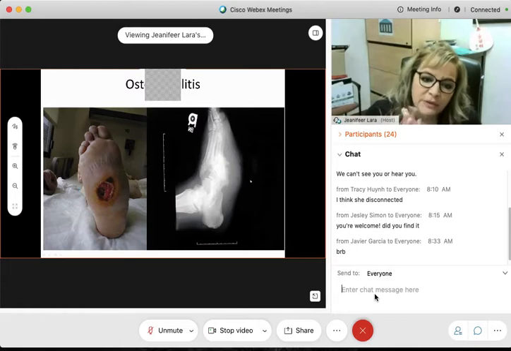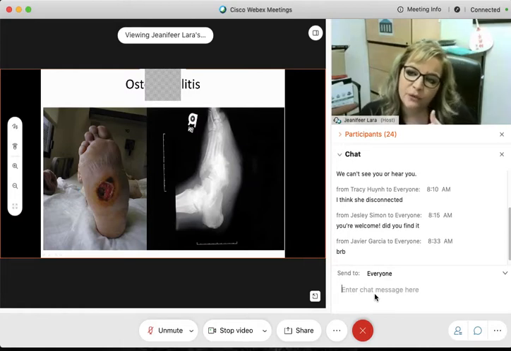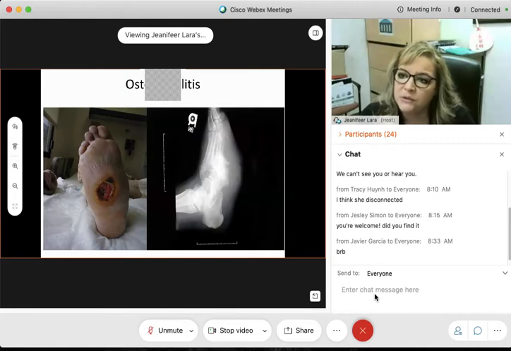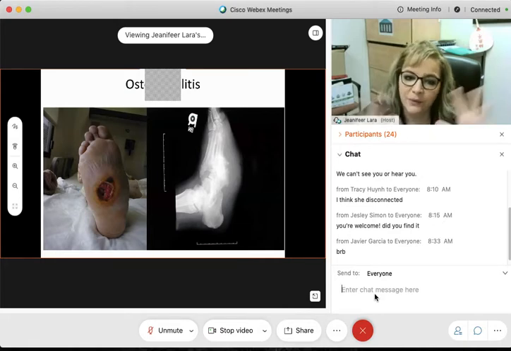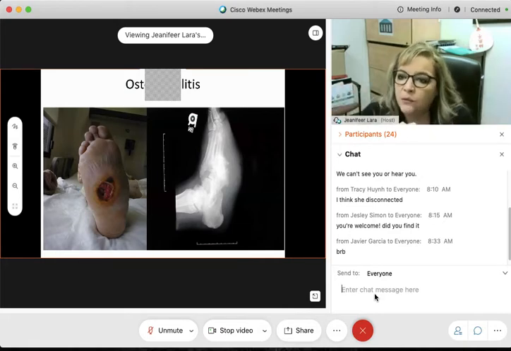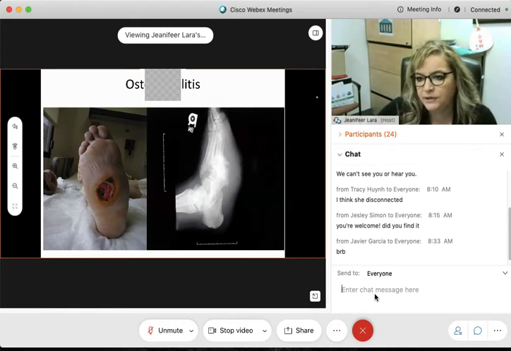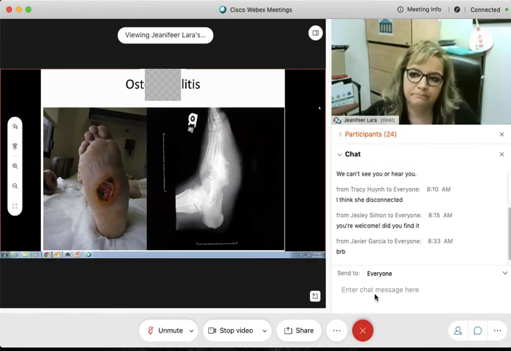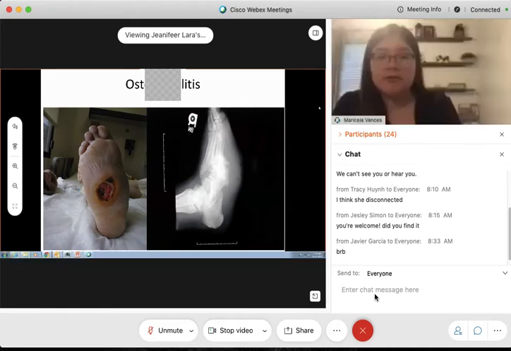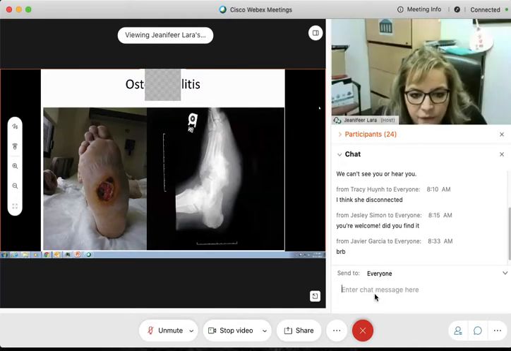So how often do we see osteomyelitis? Well, we see it pretty frequently. Does anybody know what I'm looking at? Does anybody experience what this is? How many of you have had experience with this so far? Is that a diabetic ulcer? It is a diabetic ulcer. It is a diabetic ulcer of the foot.